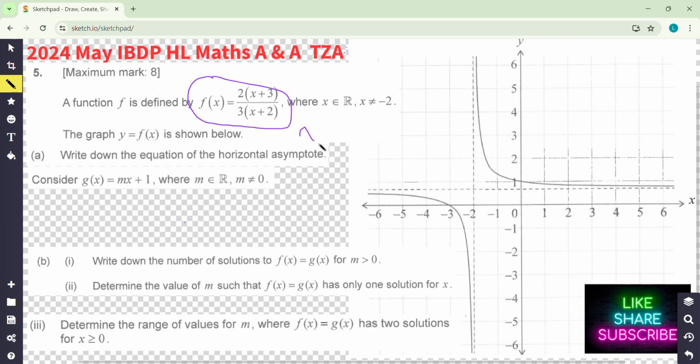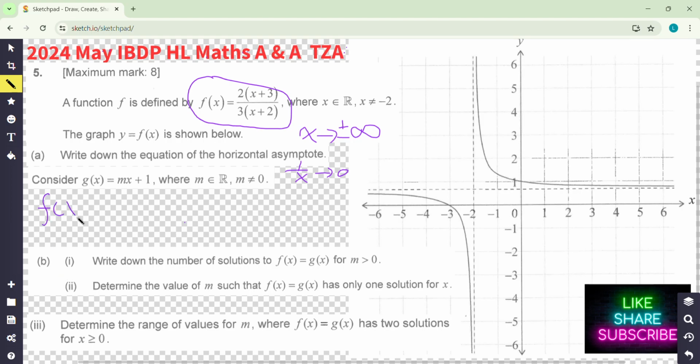Horizontal asymptote means that x tends to plus or minus infinity. You know how to solve it. Okay, we know when this happens, 1 over x will tend to 0. So we have to make some 1 over x and set it to 0, and that's it. Okay, so change the function.